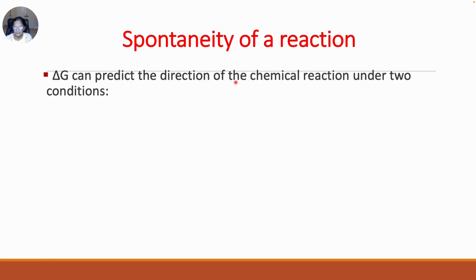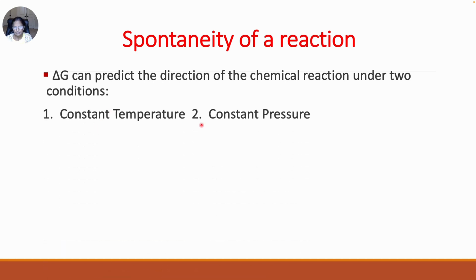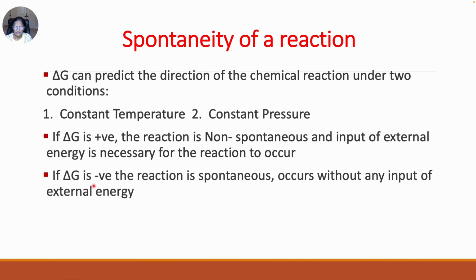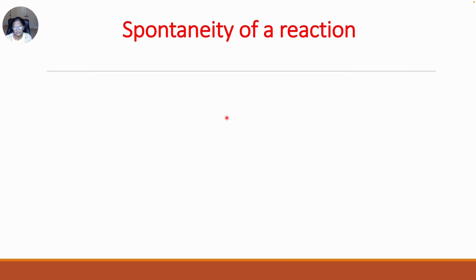Delta G can predict the direction of the chemical reaction under two conditions. One is constant temperature, the other is constant pressure. If delta G is positive, the reaction is non-spontaneous and an input of energy, external energy, is necessary for the reaction to occur. If delta G is negative, the reaction is spontaneous, and occurs without any input of external energy. Let's see what is spontaneity of a reaction.